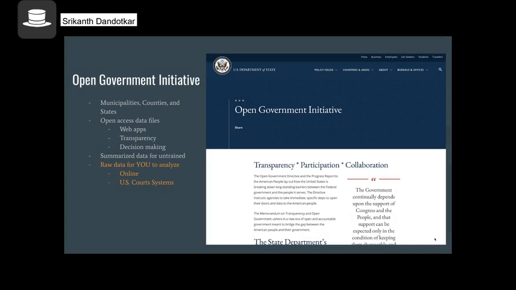According to the Open Government Initiative, many of the government agencies, including municipalities, counties, and states, are required to make their data available as web applications for transparency and for making decisions. Either it is available in the summarized data form for especially those who are not trained in making sense of such data, but they also mostly make this data available in the raw format. And especially for people like you who can access this information to make sense of the raw data.